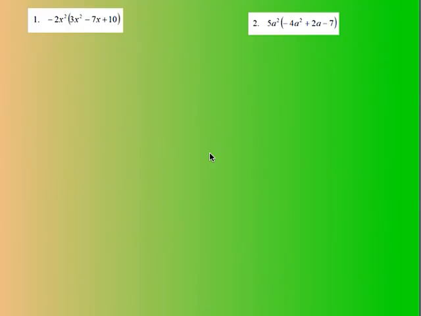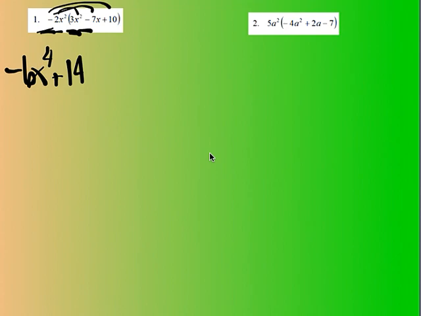So number 1, for starters, we're going to distribute just like we always did in the past. So we're going to do negative 2 times 3. We're going to multiply those coefficients, and that's going to give us negative 6. X squared times x squared: when you multiply x squared times x squared, you add the exponents, and that gives you x to the 4th. Then we're going to take negative 2 times negative 7, which gives you a positive 14. And then x squared times x to the 1st. Remember, if there's no exponent there, then it's a 1. That's going to give us x to the 3rd.